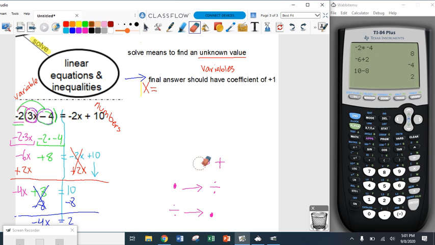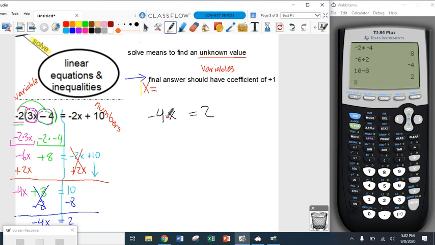When I look at that coefficient of negative 4 in front of the x, I ask myself, what operation is happening there? Negative 4x. Do I see addition or subtraction in between the 4 and the x? I don't. So I know that it's really multiplication. How do I undo multiplication? I need to divide.